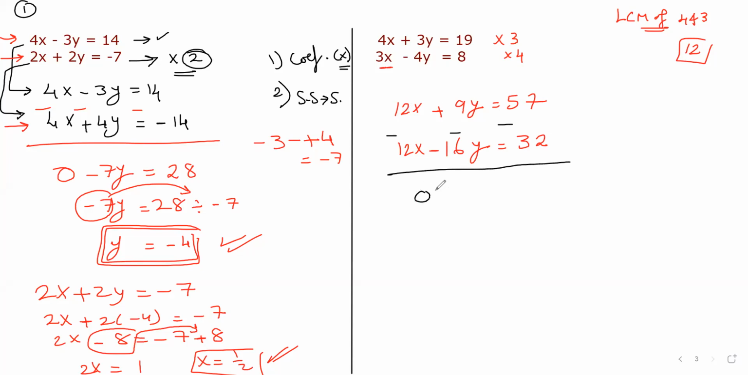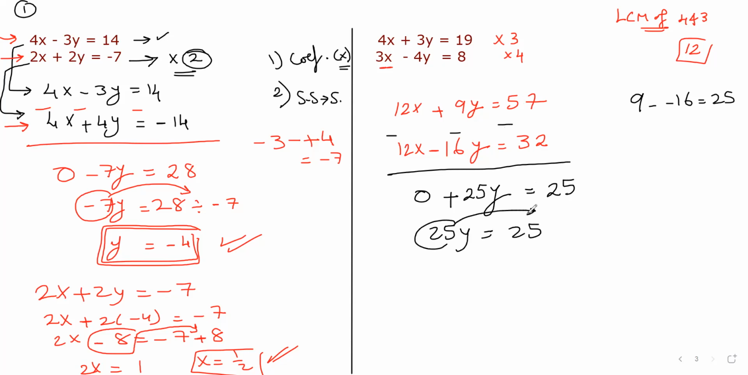12x minus 12x is 0. Positive 9 minus -16 will give you 25. Don't forget, so you have positive 25y equals 57 minus 32, which is 25. 25y equals 25. Move the 25 to the other side as division, so y equals 1.